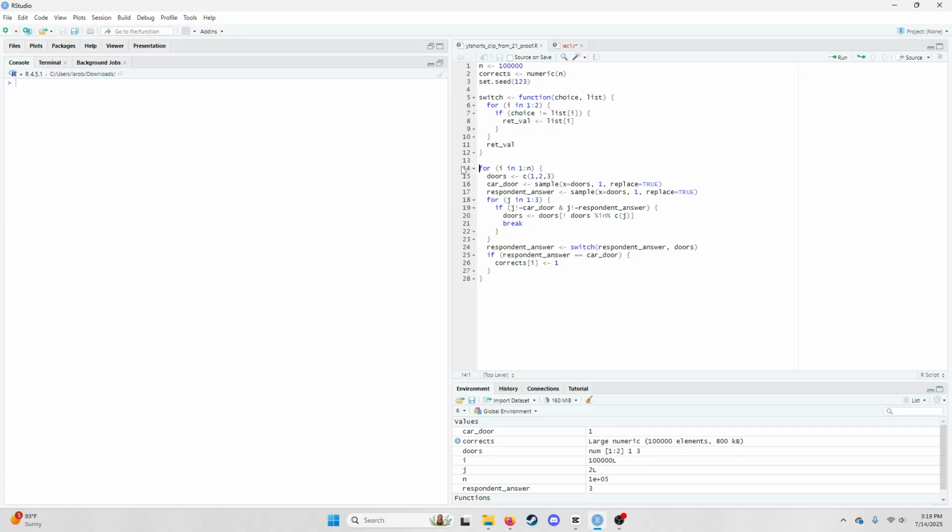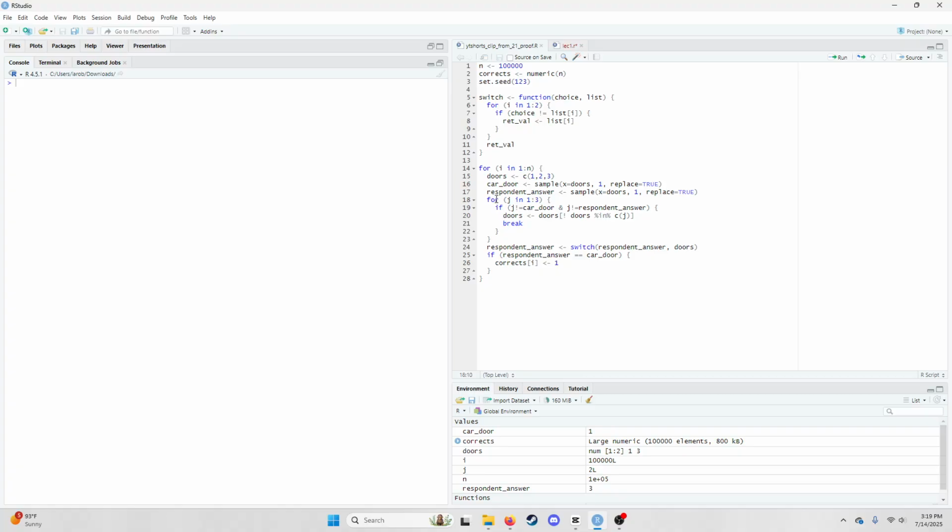And then this is where the main thing happens. So now we're going 100,000 times. This is setting up the 3 doors. This is picking one of these random numbers or elements to represent the door with the car. And this is representing which door the person chooses. So both of them are done randomly.